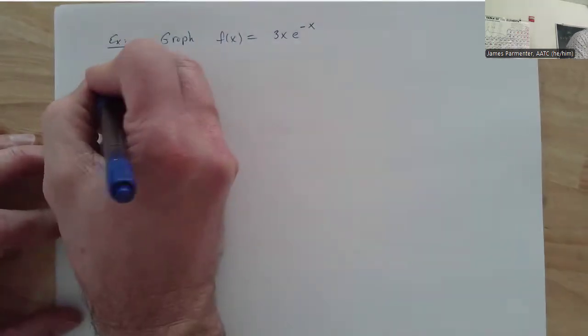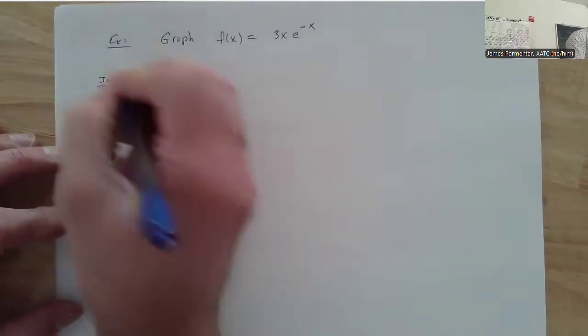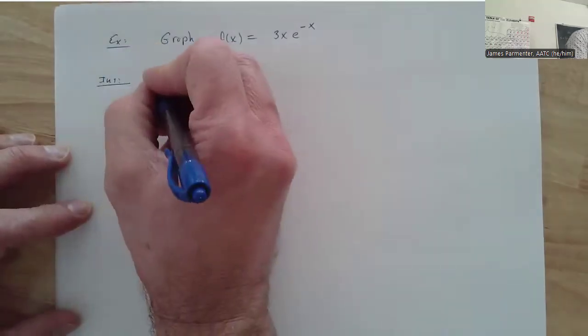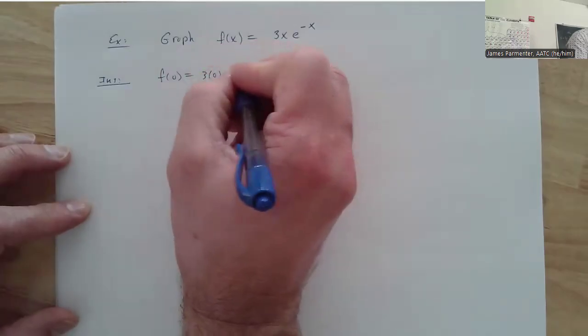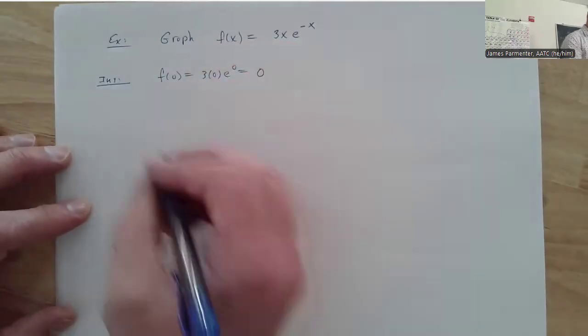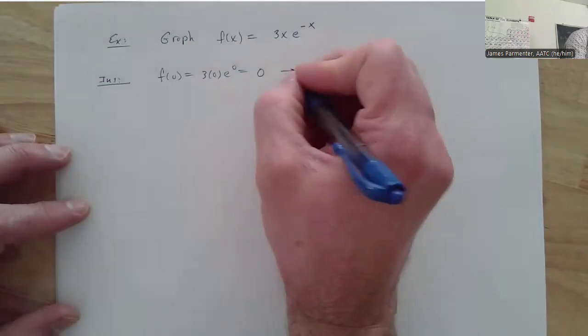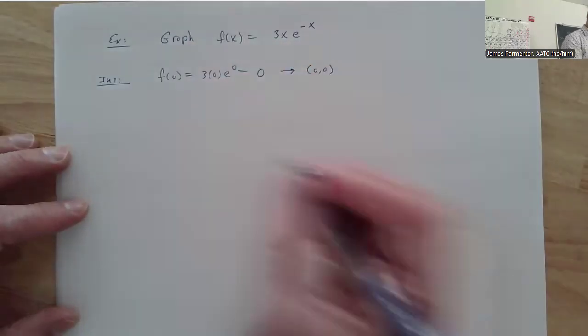First of all, the intercepts. So let's see, y-intercept, we're going to find f of 0. It's going to be 3 times 0 times e to the 0, which is 0. That's your y-intercept.